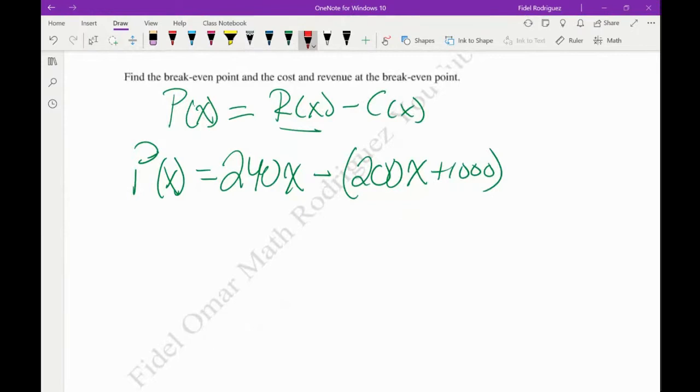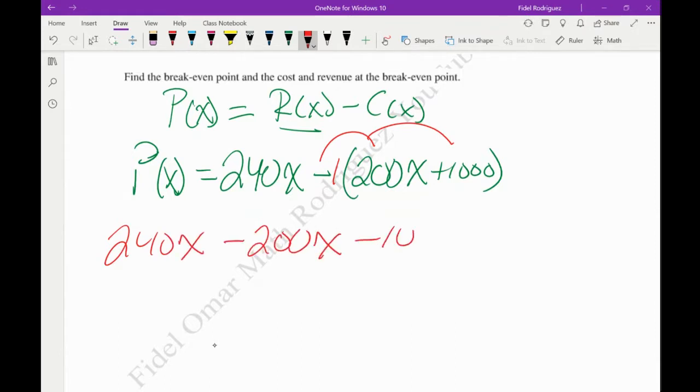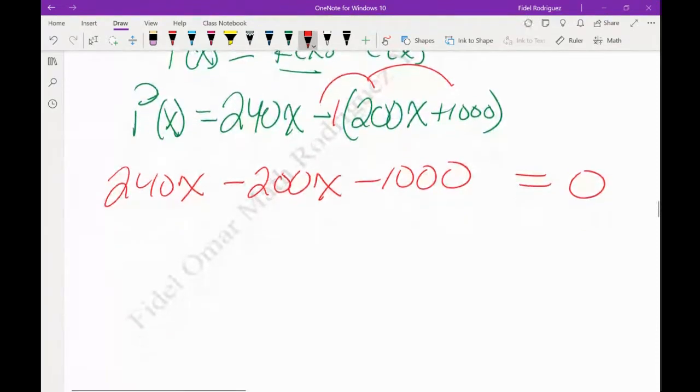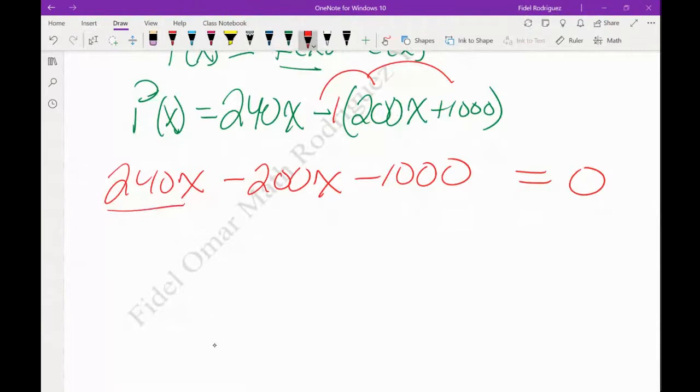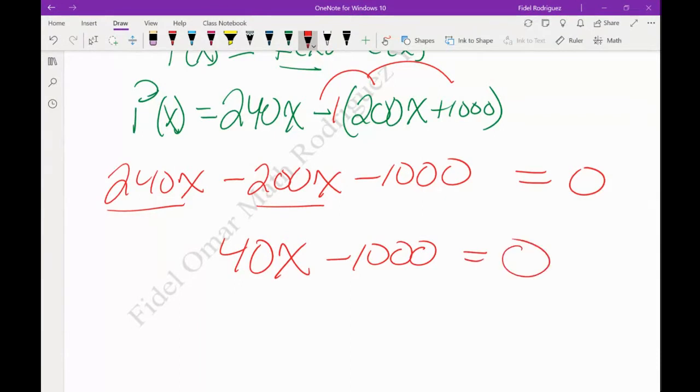And then just like we did before, guys, I'm going to think of the number here being a -1. So I'm going to say this is 240x minus 200x minus 1,000, and I'm going to set this equal to 0 because that's going to give me my break even. When we don't make any money, when we end up with exactly $0, that's my break even point. So 240 minus 200 is just 40x, right? Minus 1,000 equals 0.